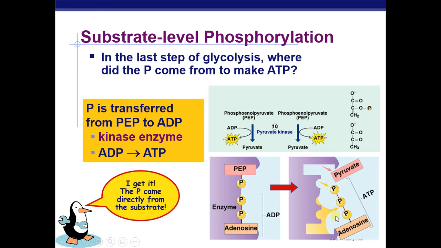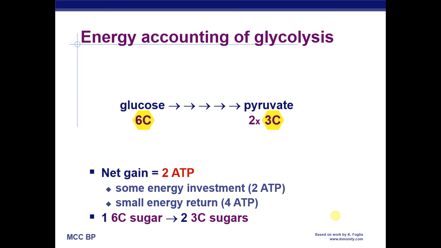So that's called substrate level phosphorylation, when an enzyme helps take a phosphate group off of one molecule and stick it onto ATP. We get it directly from the substrate. So let's look at what we call the energy accounting of glycolysis, going from glucose to pyruvate.